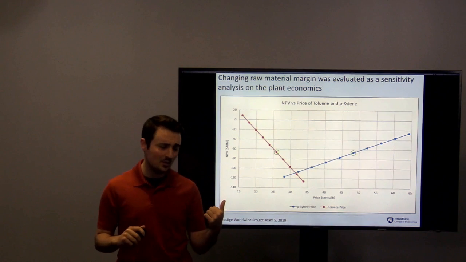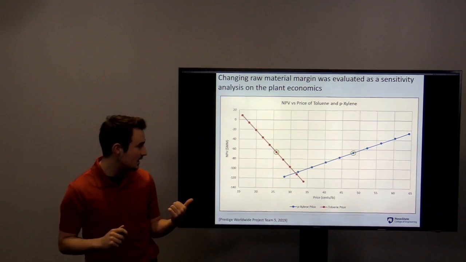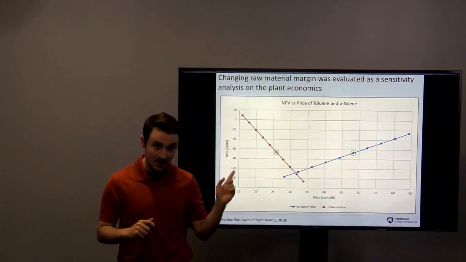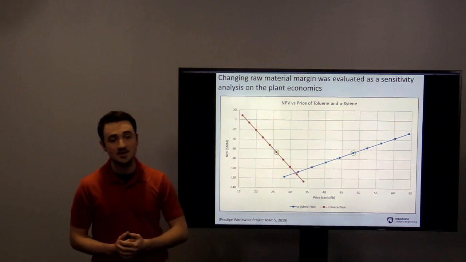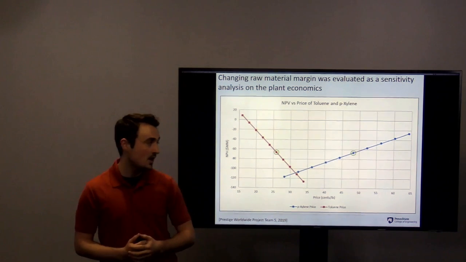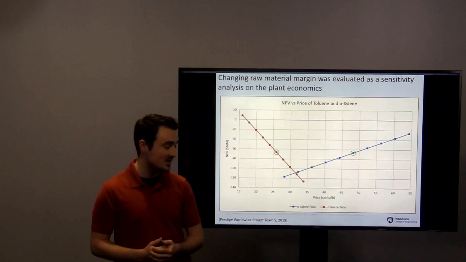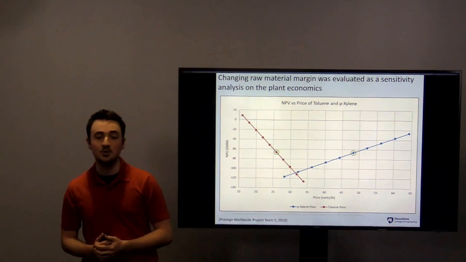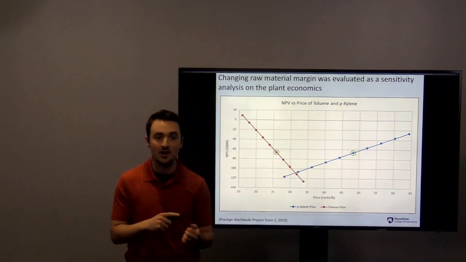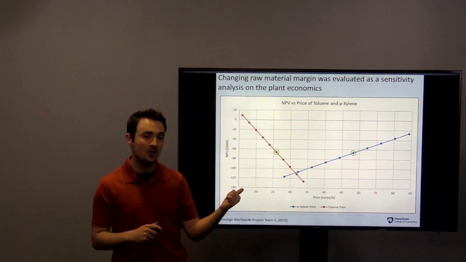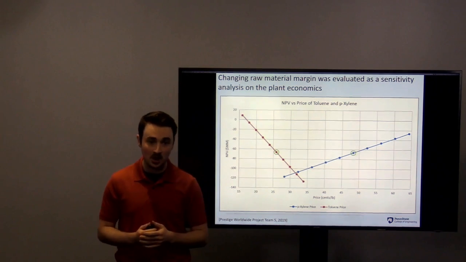So you can see here in the red we have the toluene prices plotted. The net present value of the plant is on the y-axis, and the price of either the input or product is on the x-axis. So red is toluene, blue is paraxylene, and we have circled here the provided prices for our plant of toluene and paraxylene product.